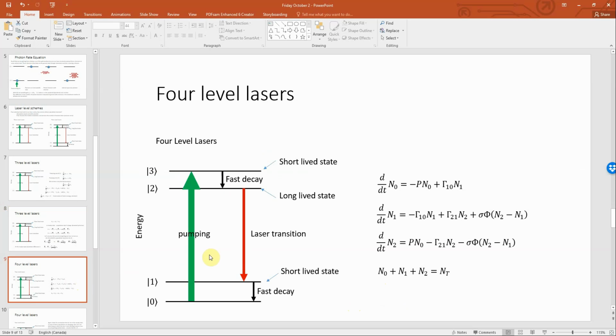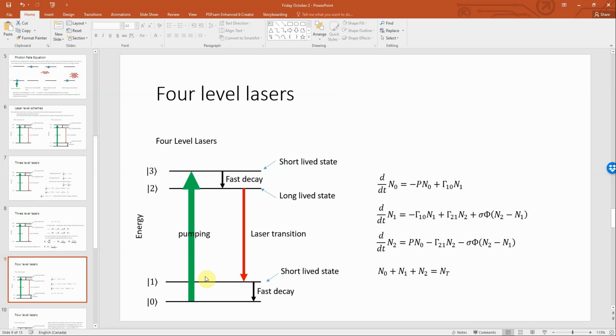Now for 4-level lasers, we end up with 3 differential equations because, again, we're going to assume that the rate of change of this population is basically 0. And so now we go from the 0th state to this 3rd state, and then it quickly decays to this 2nd state. And then for this 2nd state, the rate is the pumping rate times this ground state, minus this decay rate here, and of course any stimulated emission. So the stimulated emission is sigma phi n2 minus n1, where phi is the number of photons in this cavity.